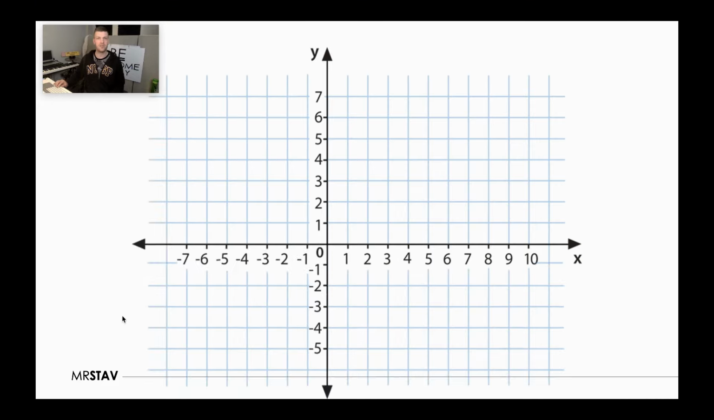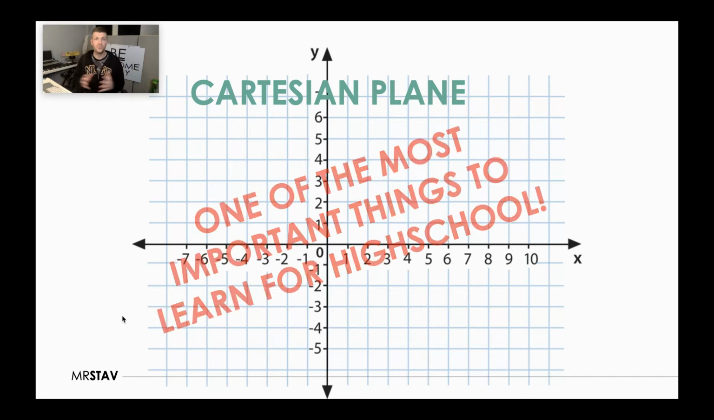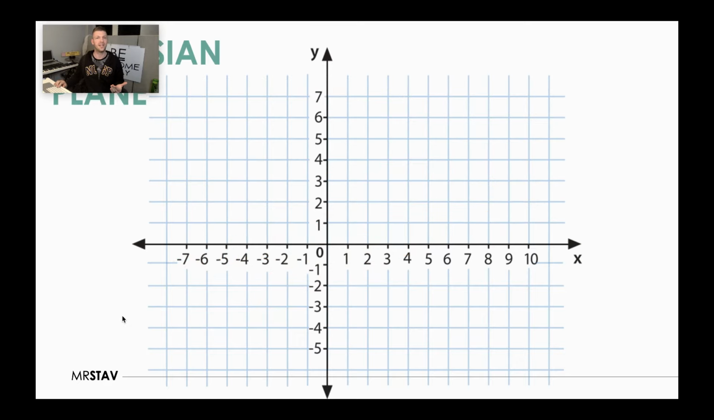There we go. This is a graph. This is a Cartesian plane. This is important for high school. You really need to understand this Cartesian plane concept. You need to know the terms. That's why I'm going to go over it. There are 4 quadrants.